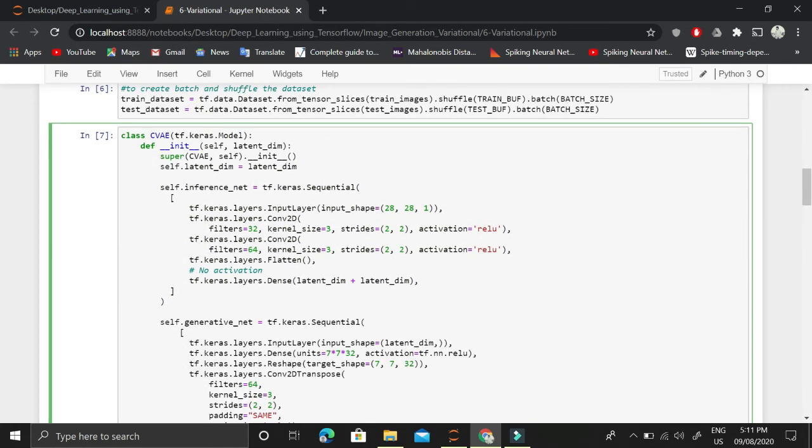So the first part is this latent dimension that we are interested in. How many latent dimensions are we interested in? Given this input latent dimension, we will be defining this inference net. How do we do it? By using the sequential API, having this input layer and then a Conv2D layer, then another Conv2D layer, and then we flatten it, and then we apply the dense layer by using latent dimension plus latent dimension. This first one is for mean, this second one is for the variance.